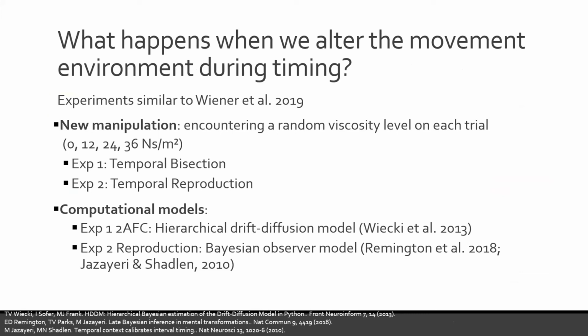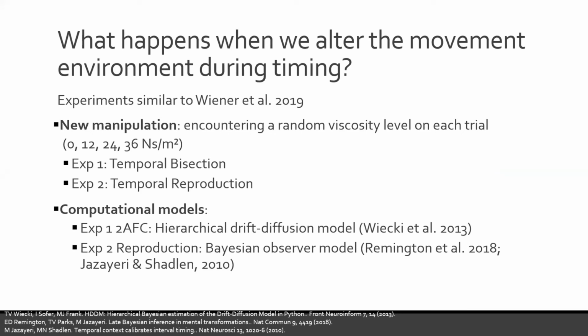We're using this same paradigm in the current study, except that all participants move on every trial. The new manipulation we're introducing here is applying a random viscosity level on each trial. So they'll encounter some resistance on the handle, making it more difficult to move. Viscosity 0 can be thought of as the viscosity at which it takes barely any effort to move the handle, whereas 36, you can imagine stirring a pot of molasses. So there's quite a bit of resistance there, and then we have these intermediate values.